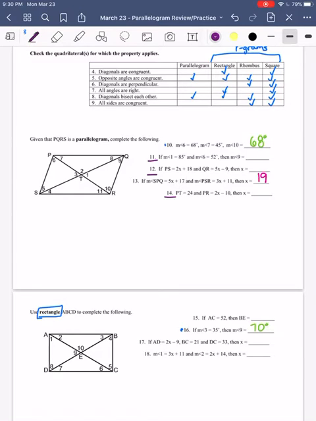And I'm going to tell you, most people got 11 and 12 correct. So that's really good. I'll go quickly through those. So number 11 says, if angle 1 is 85 degrees and angle 6 is 52 degrees, then find the measure of angle 9.